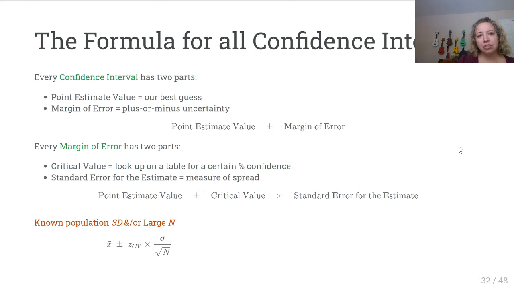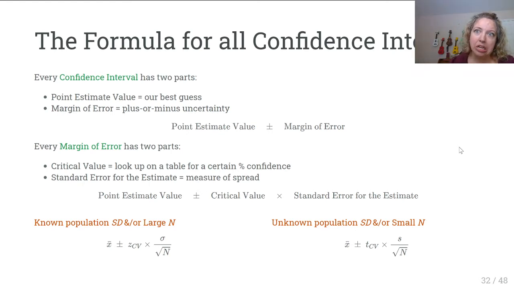But now in chapter 6, we've introduced this idea that if we don't know sigma, the population standard deviation, we can use the sample standard deviation, S, in its place. But if we do that, the Z does not fit very well, and so we need to instead use a T value. So if we do not know the population standard deviation, or we have a smaller sample size, like under a couple hundred, we should, instead of a Z critical value, use a T critical value. And then we can use S, the sample standard deviation, divided by the square root of N for our estimate of standard error.